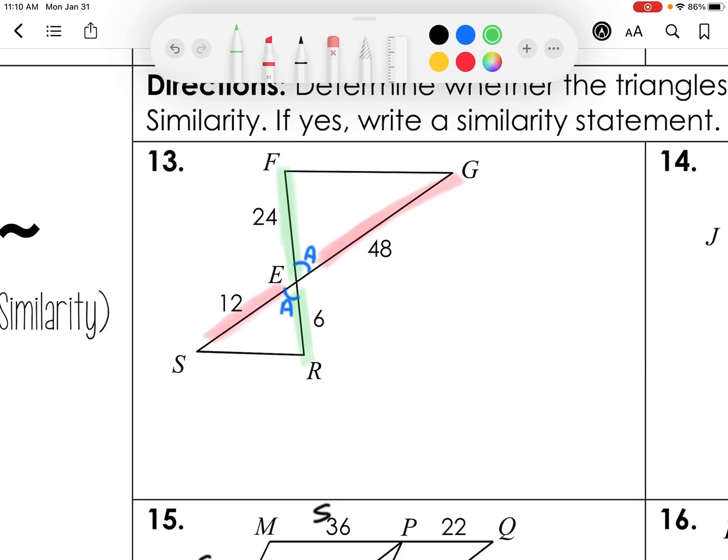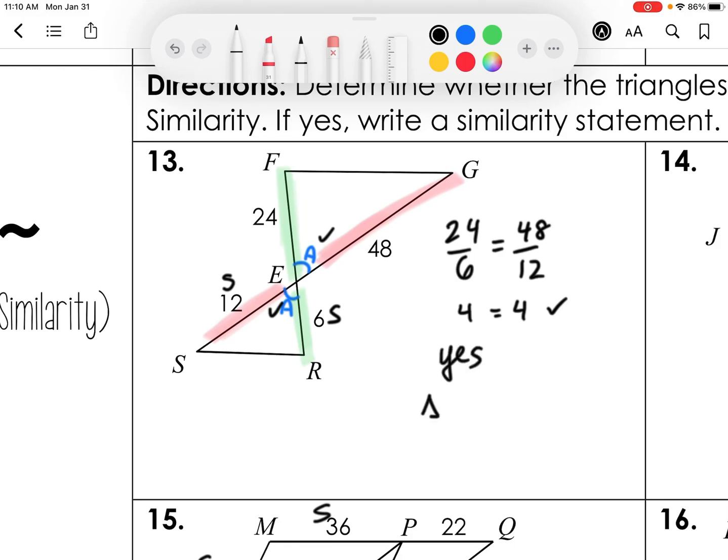12. I'm going to go ahead and write the 24 with the 6 and see if that's the same number as 48 over 12, and they are. They both simplify to 4. So our sides are in proportion, our angles congruent in between them. We do have SAS, so we're going to say yes, and the triangle similarity statement would be SER with GEF, I believe. Oh, I forgot my triangle there.